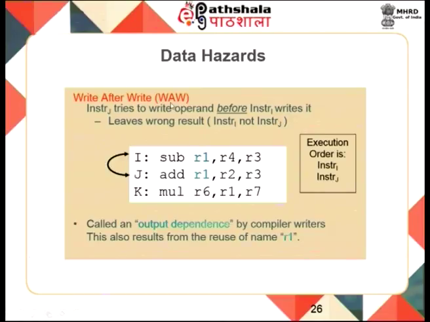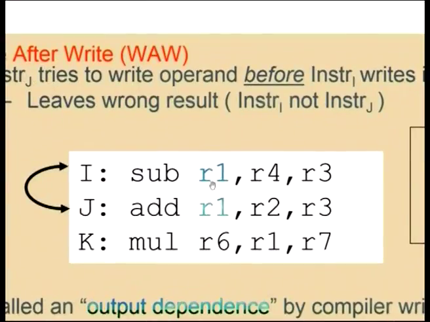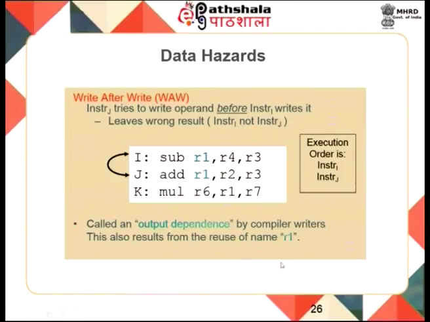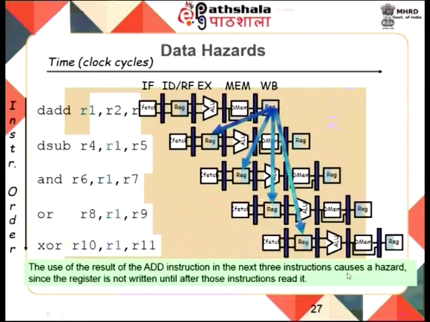The third type of dependence is an output dependence, which will give rise to a WAW hazard. In this case, both I and J instructions have R1 as the destination operand, and if this program order is not preserved, you allow I to finish first and write into R1, and then allow J to finish and write into R1. If this order is reversed, it will give rise to what is called a write after write hazard.